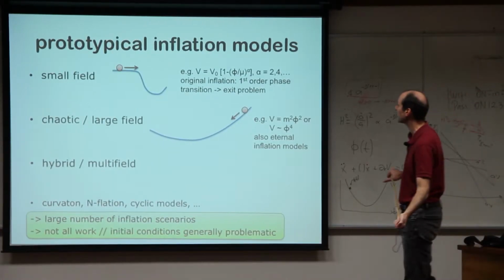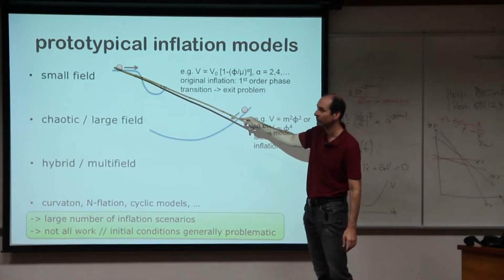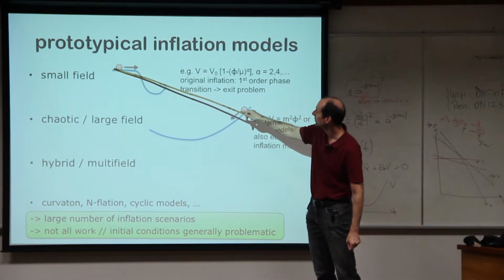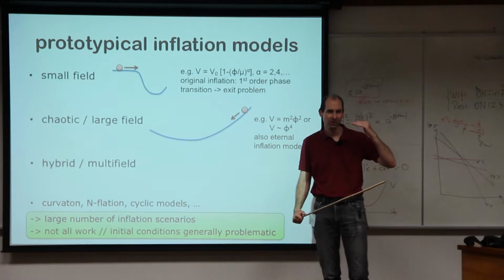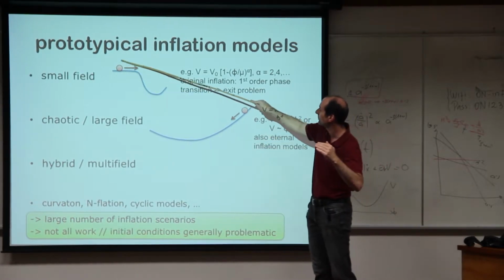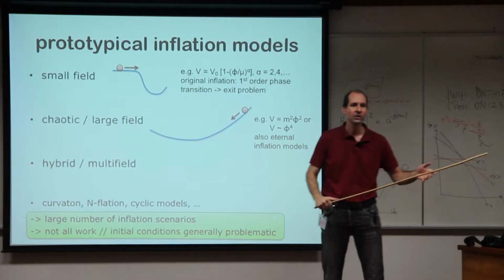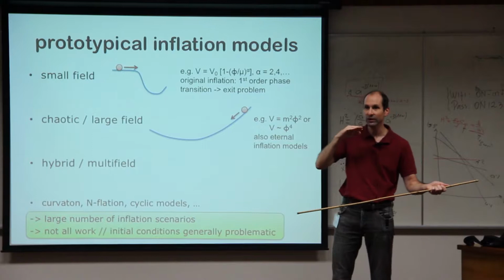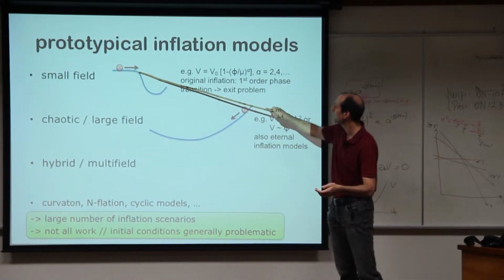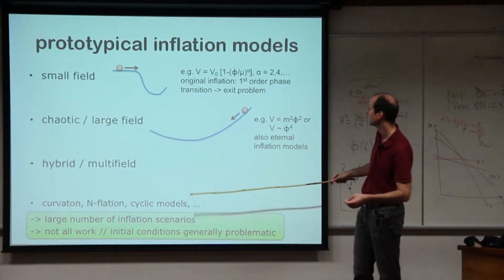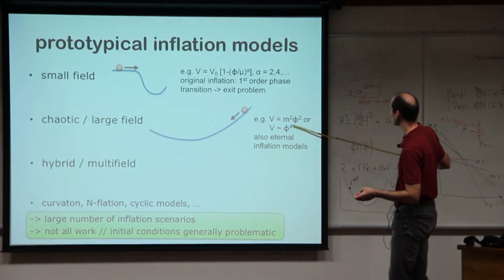So here are some typical potentials that people like in inflation. The original models used something called small field, where you have a flat part of the potential. While the potential is flat, the gradient is small, the particle moves slowly, and the universe inflates, and then it drops over the edge. The particle moves faster. When the particle moves faster, the equation of state becomes less negative, because phi dot becomes larger, and so the universe stops accelerating.